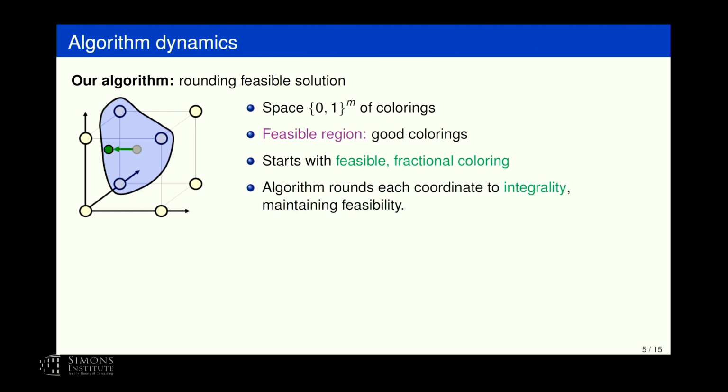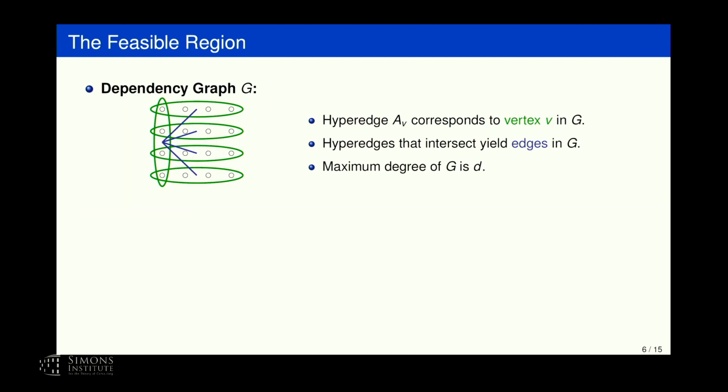Then we will perturb the coordinates. We will round each coordinate one by one until they're integral while maintaining feasibility, while we're still in this feasible region. So we make the first coordinate integral, the second coordinate integral, and then we stop when we land at a vertex in the feasible region. OK, so that's going to be our approach.